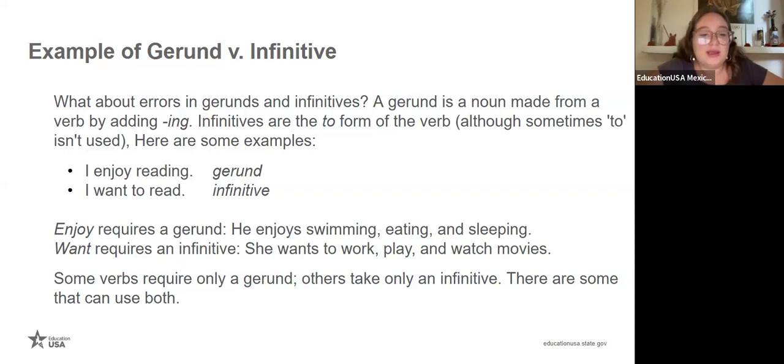He enjoys swimming, eating, and sleeping, the -ing. But want requires an infinitive. She wants to work. She wants to swim. She wants to eat, right? Some verbs require only a gerund. Others take only an infinitive. And there are some that can use both.